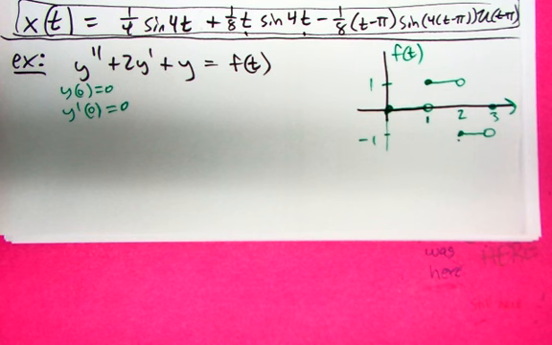The original one is t times e to the negative t, and then it's shifted over, so instead of t, it would be t minus 1.